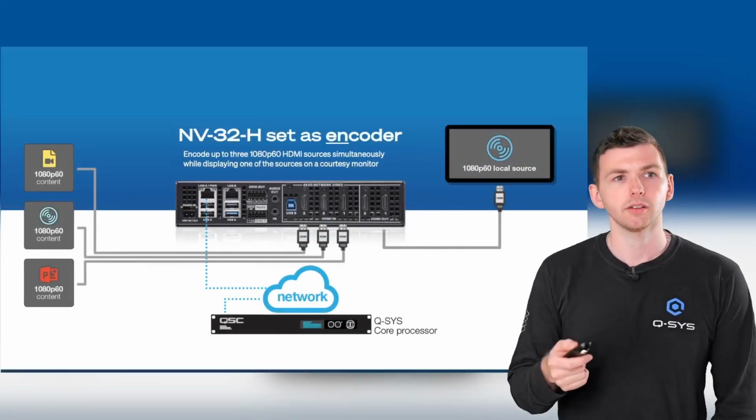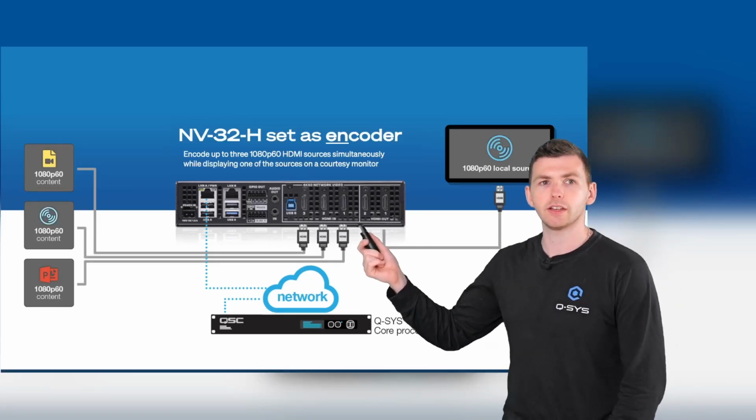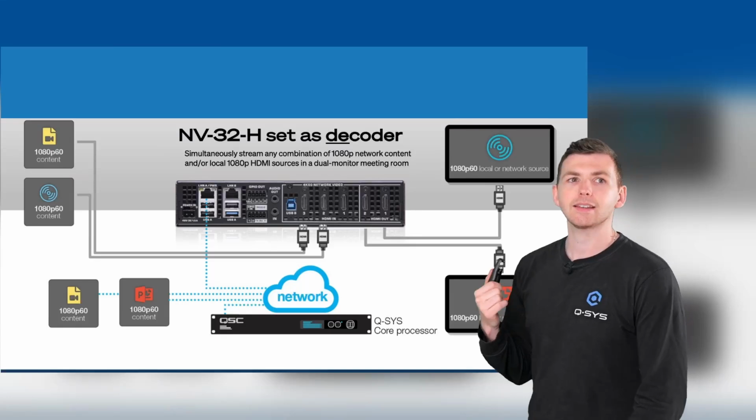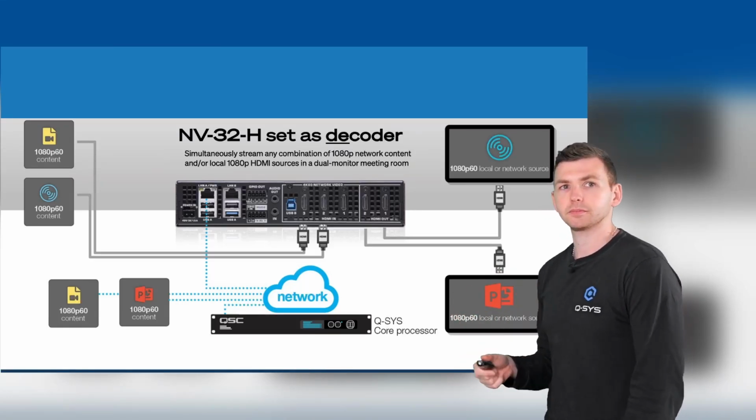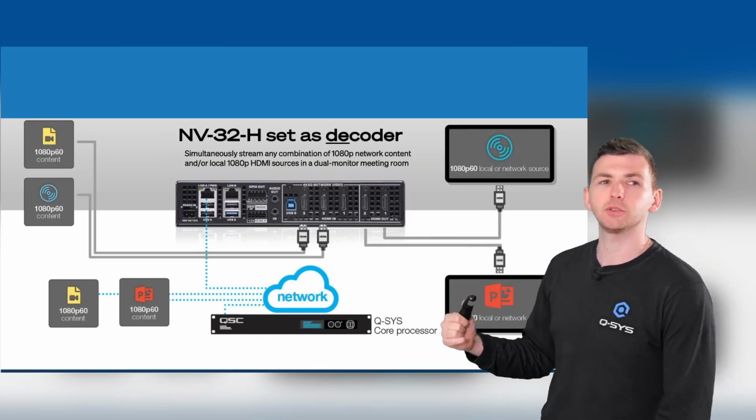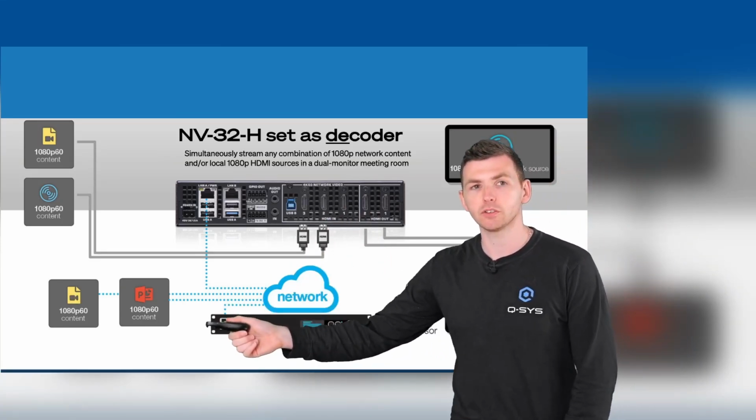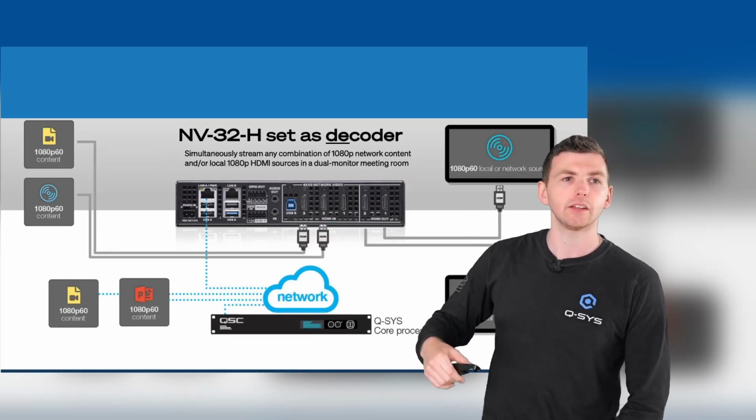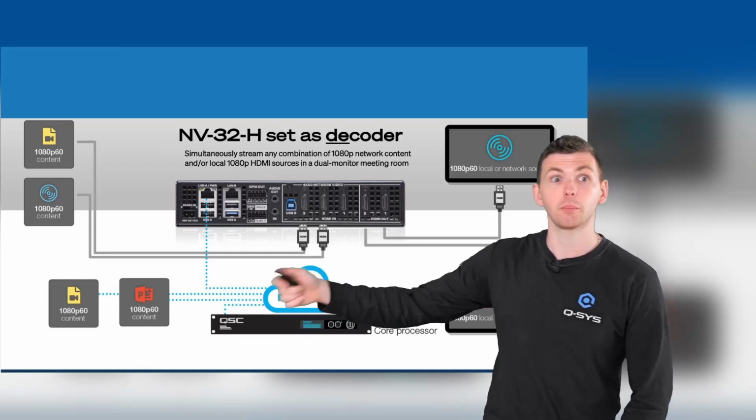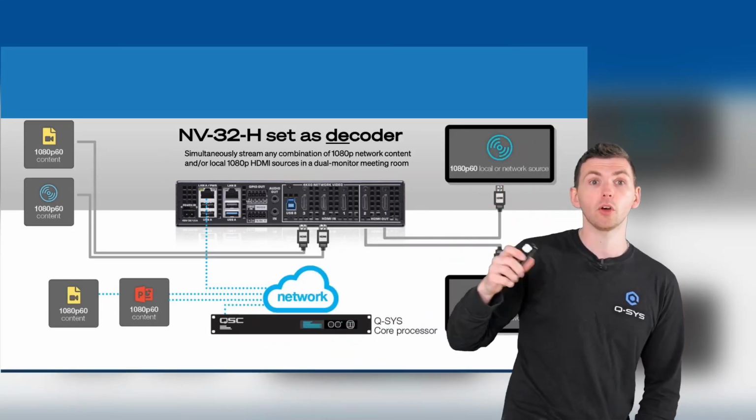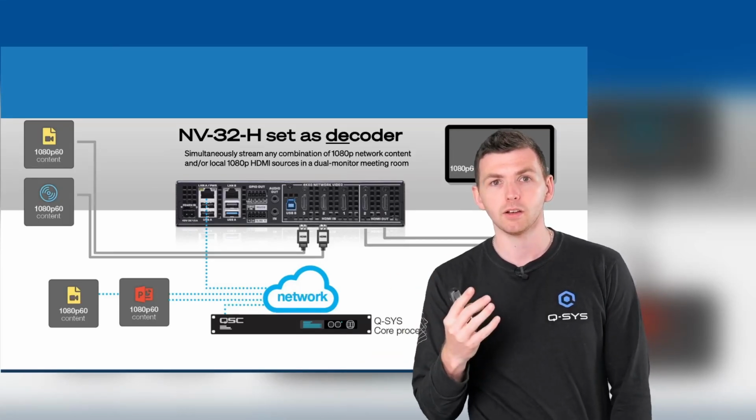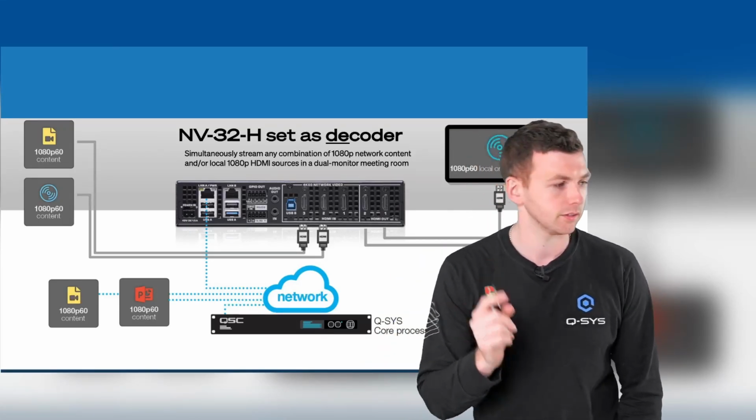Now, as an encoder, like we said, you could have these three sources here and a single display there, and those three sources going off to the network. And as a decoder, you can have two displays, and each display can independently switch between any of these network sources and also any of these local sources, like as a kind of local 3x2 switcher plus decoding. Okay, so a whole lot going on just with one product, which is really what Q-SYS is all about. One piece of hardware that can do a huge amount in software.